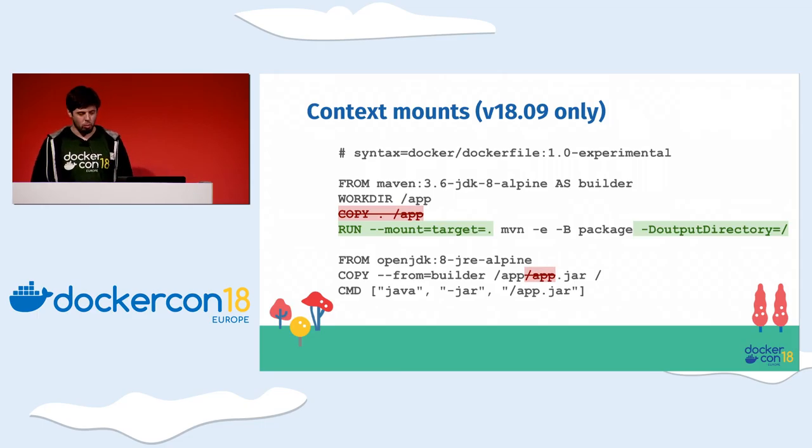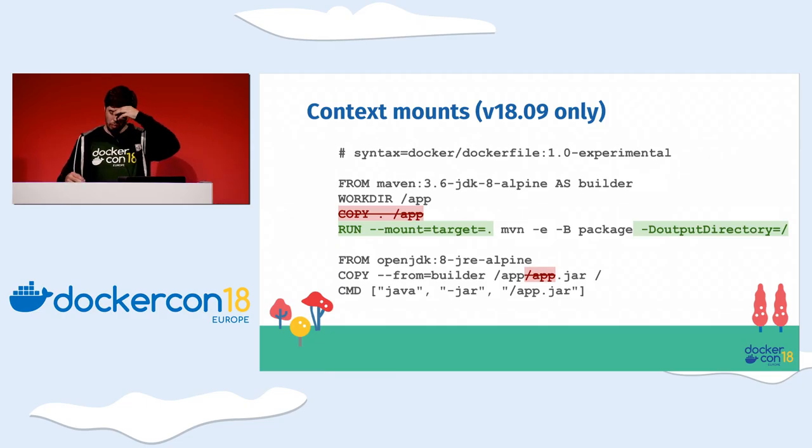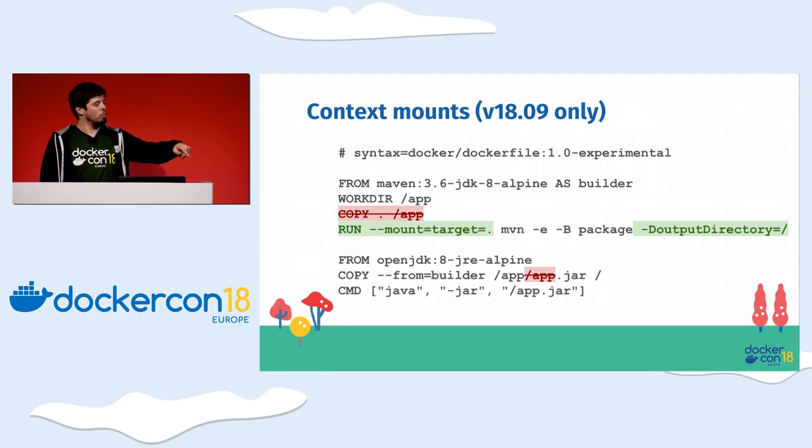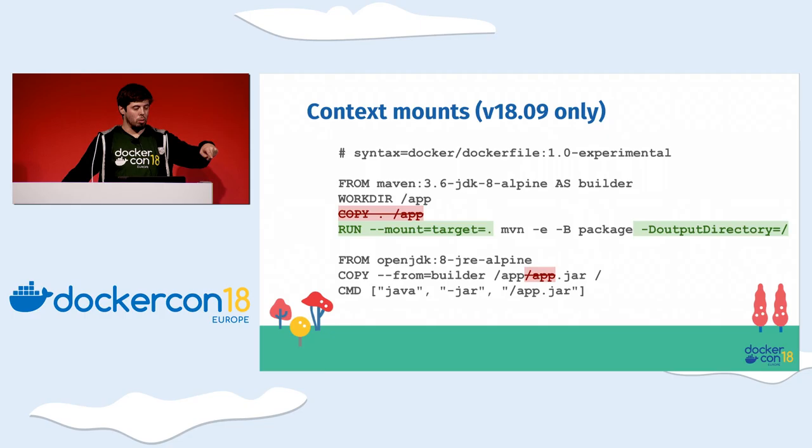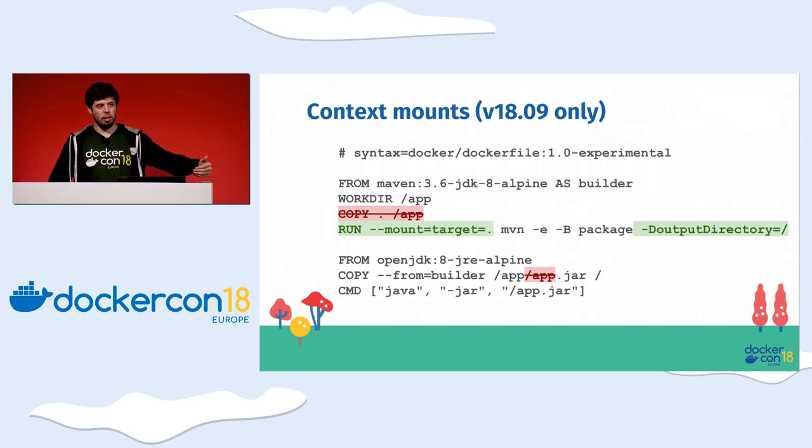So we're bind-mounting the context, the build context, into the container, and only for that specified run command. And after that run command is done, there's no source code in that layer. But we still have our app.jar artifact. There's a specific thing here where you need to put the artifact in a different folder than the folder that you bind mounted. So that's why we have to specify to Maven that the output directory is not the current one.